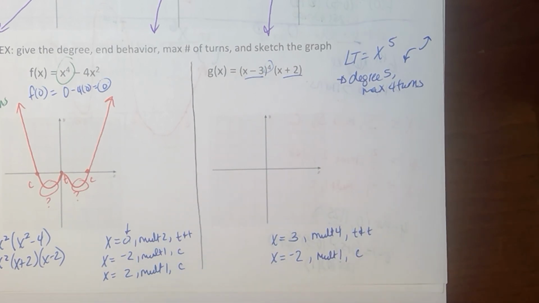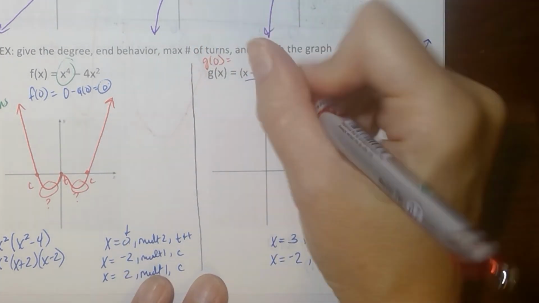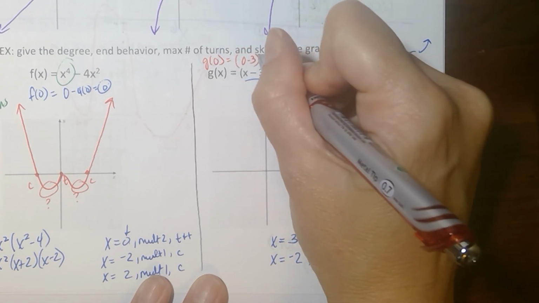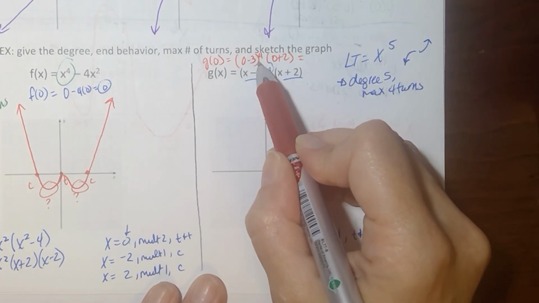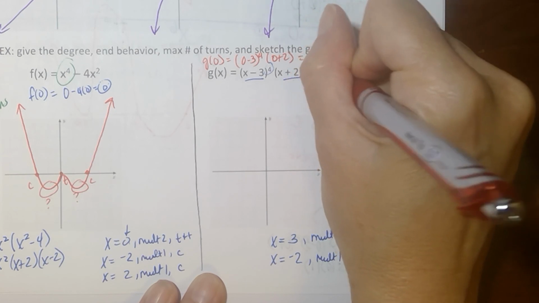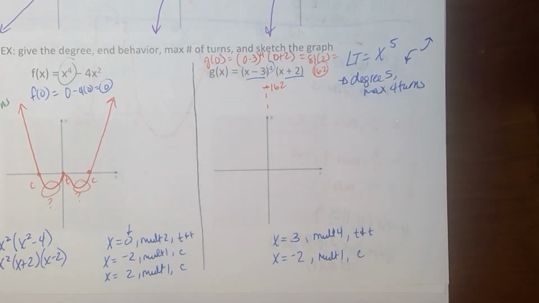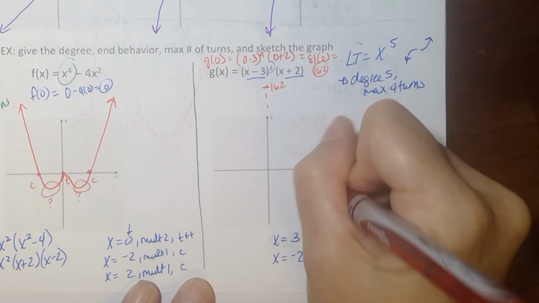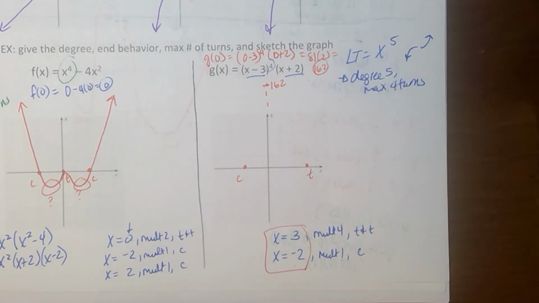The last point I need is my y-intercept. G of 0, I would have 0 minus 3 to the 4th power, and then 0 plus 2. Well, -3 to the 4th power is a positive 81, and 81 times 2 is 162. So my y-intercept is 0, 162. Again, I have a break there. I'm intercepting the x-axis at 3 and -2, right there. I know that I'm going to touch and turn at 3. I know I'm going to cross at -2.